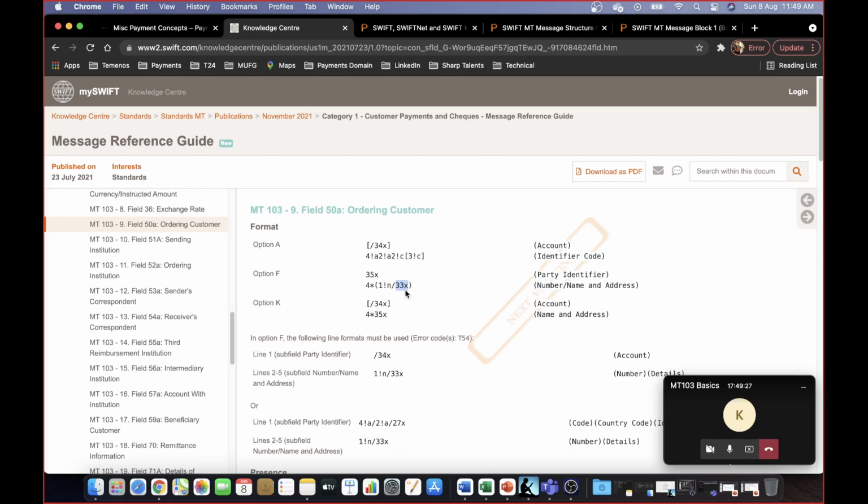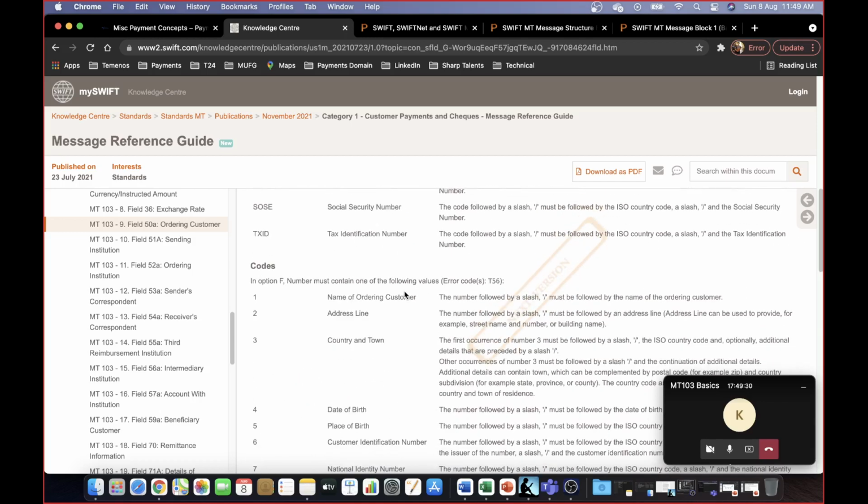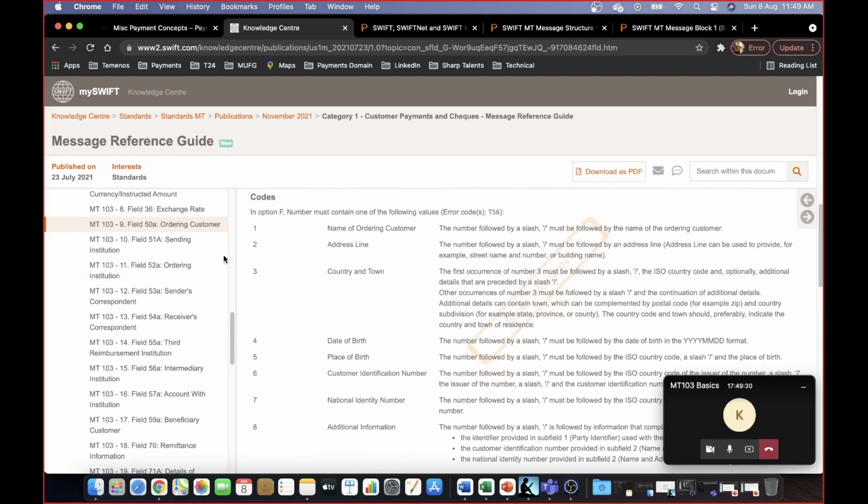I mean, you can have a lot of stuff. So these are what the numbers mean. 1 means name of the ordering customer, 2 means address line, and so on. If you go into detail, it will take forever for us to understand the whole picture.